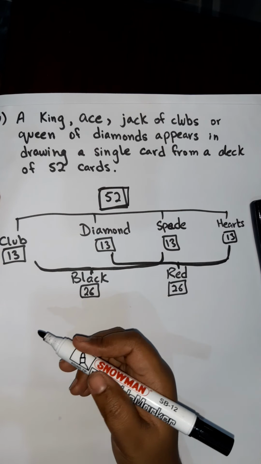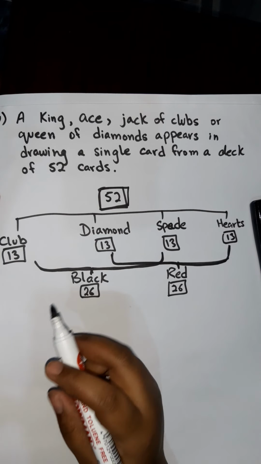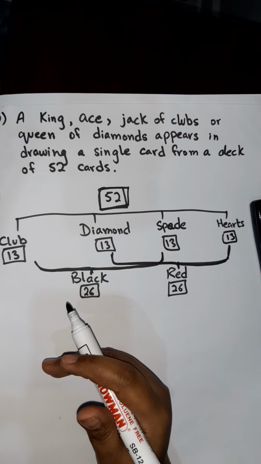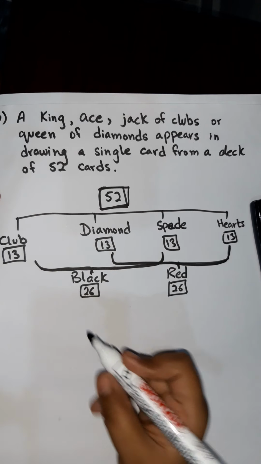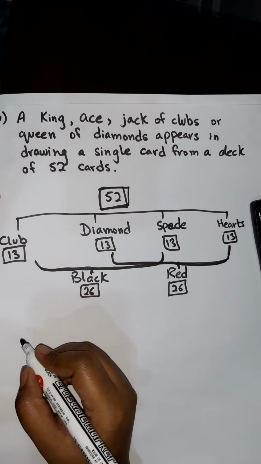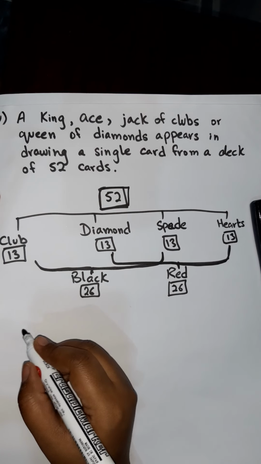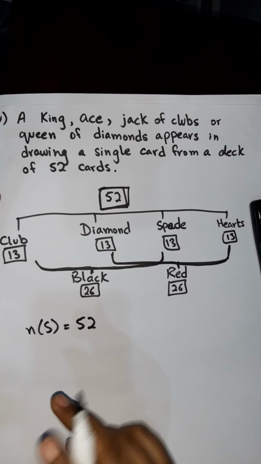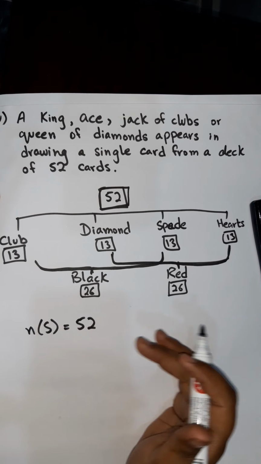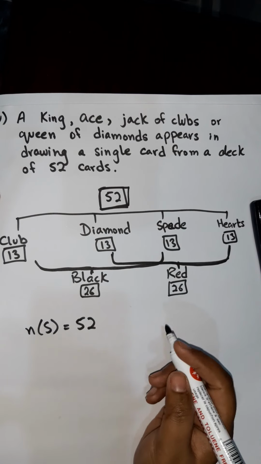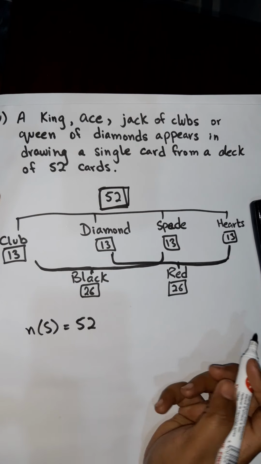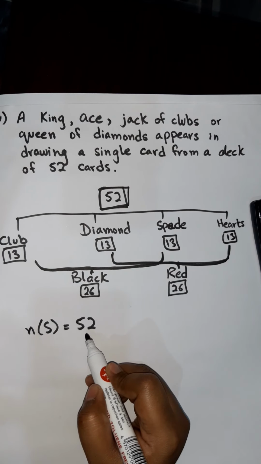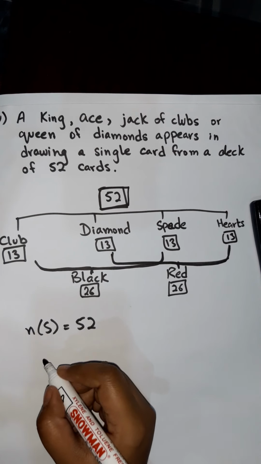Now what we are going to find is the probability of a king, ace, jack of club, and queen of diamond. So now n of S here is 52 because there are 52 cards. We are not writing them, and it is very tedious, so we are not writing or drawing each of the cards here. So we just write the possible number of the sample space.